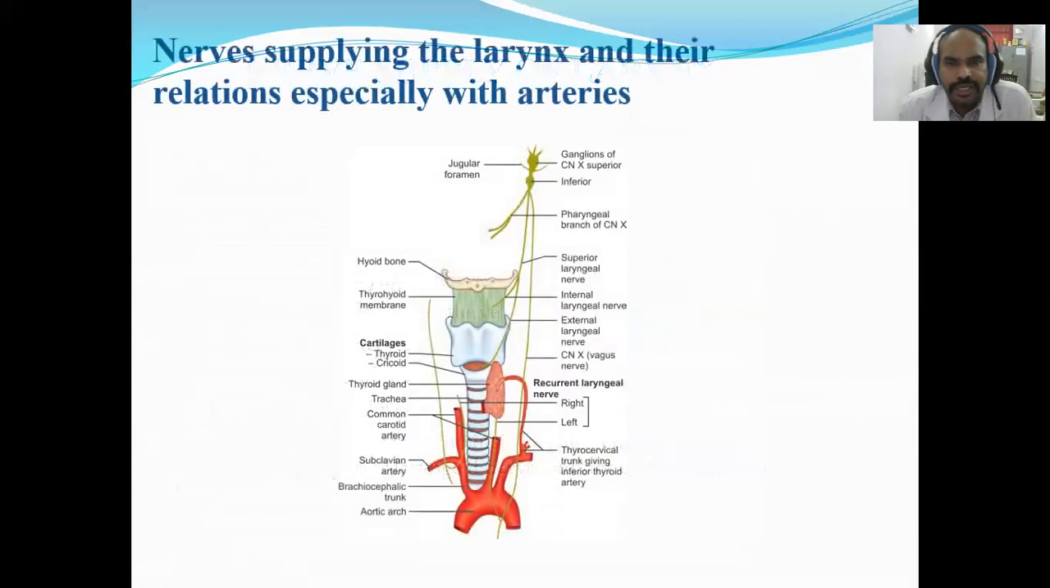So we have the divisions here: the external as well as the internal. Then we have the superior laryngeal nerve, with the internal superior laryngeal nerve going over here. Then we have the internal laryngeal nerve, the external laryngeal nerve, and the right and left recurrent laryngeal nerves. The left recurrent laryngeal nerve has the longest course, winding around the arch of the aorta. Then it ascends along with the subclavian and goes into the tracheoesophageal groove. Then it innervates the sensation over the supraglottic, glottic, as well as the infraglottic compartments.